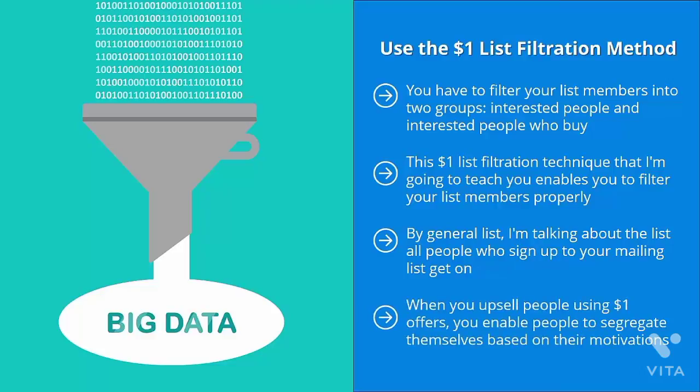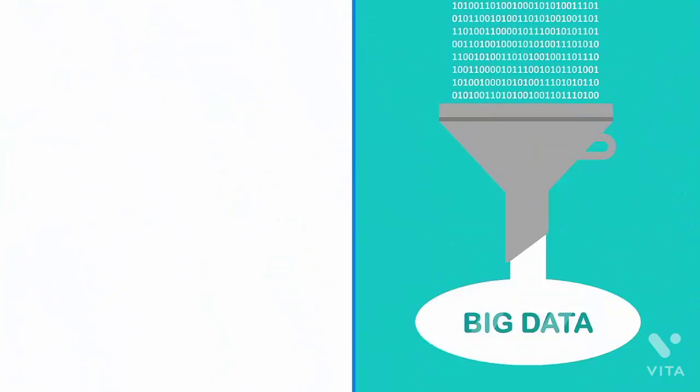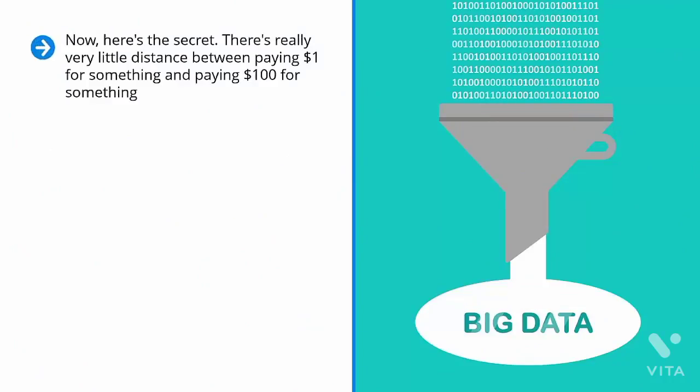When you upsell people using $1 offers, you enable people to segregate themselves based on their motivations. These are people who are motivated enough to spend $1. In other words, they see the value in your content, and they are willing to put their money where their mouth is. Now here's the secret. There's really very little distance between paying $1 for something and paying $100 for something.